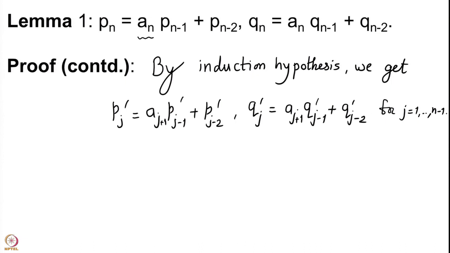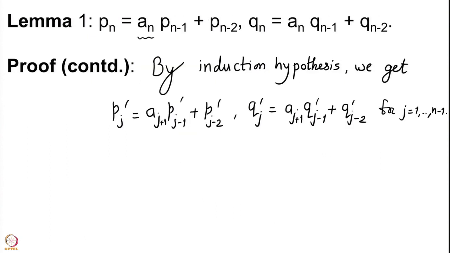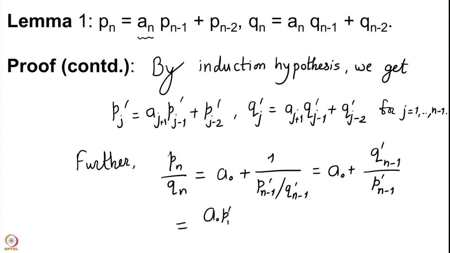Further, the continued fraction for Pn upon Qn has A0, and then you have the remaining continued fraction expansion starting with A1. So further, Pn upon Qn is A0 plus 1 upon Pn minus 1 prime upon Qn minus 1 prime, which is really A0 plus Qn minus 1 prime upon Pn minus 1 prime, and we write this as A0 Pn minus 1 prime plus Qn minus 1 prime upon Pn minus 1 prime.